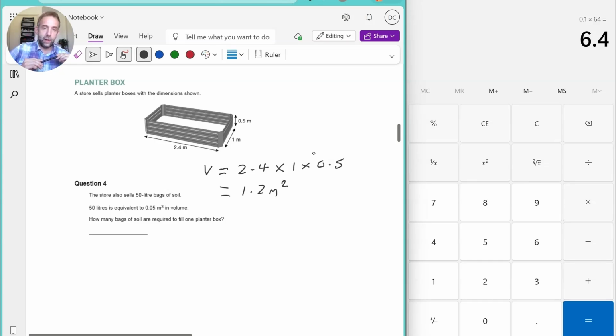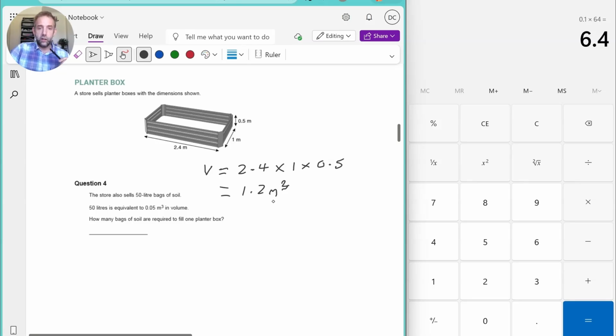We're told that the 50-litre bags of soil are sold by the store, but we're also told that 50 litres is equivalent to 0.05 meters cubed in volume. So one thing I have done here is I've put meters squared, but I'm not going to edit this out because I want people to realize that it's okay to be human. It's not about getting everything right perfectly from the get-go. It's about being able to go back and check and say, all right, there we go. It looks like there may be an error here. The reason that it's cubed is because we're doing a 3D question, by the way, just in case you're wondering.